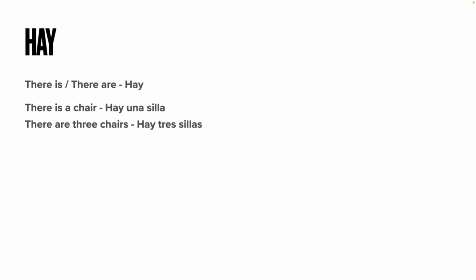In English, we use there is for singular, as in there is a chair. And then we have to use there are for plural, as in there are 3 chairs. In Spanish, hay will not change. Hay una silla, hay 3 sillas. Hay stays the same. So let's learn some things in the house.